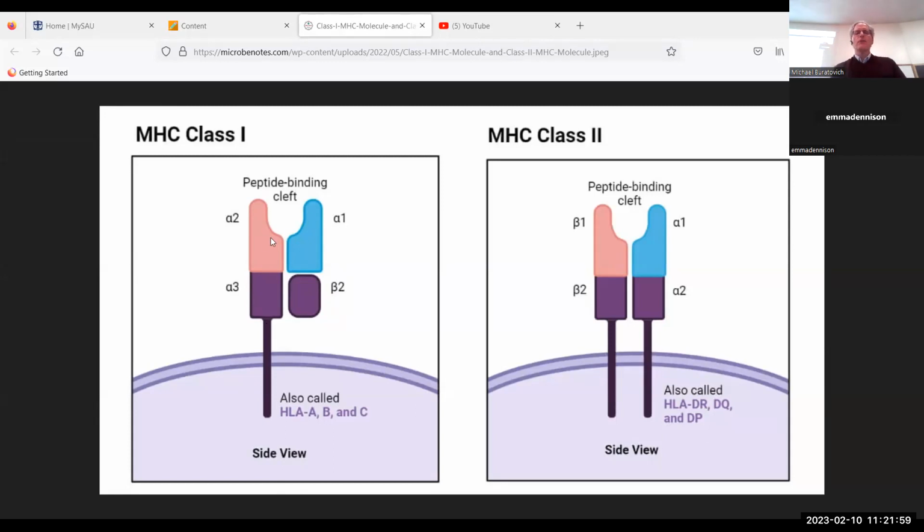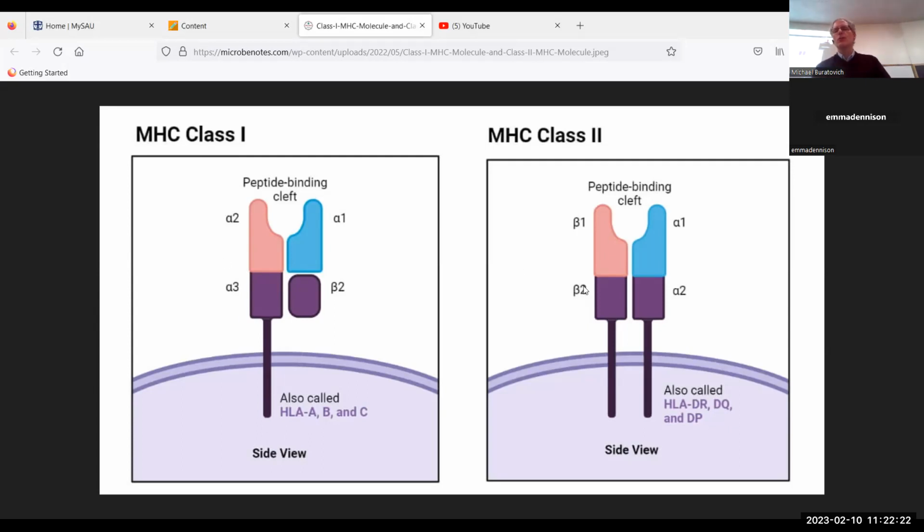But this little cleft right there, when this gets put into the endoplasmic reticulum, any viral proteins being made inside the cell, they actually get pumped into the endoplasmic reticulum. And these antigens bind there. And then this gets presented to the surface of the cell.